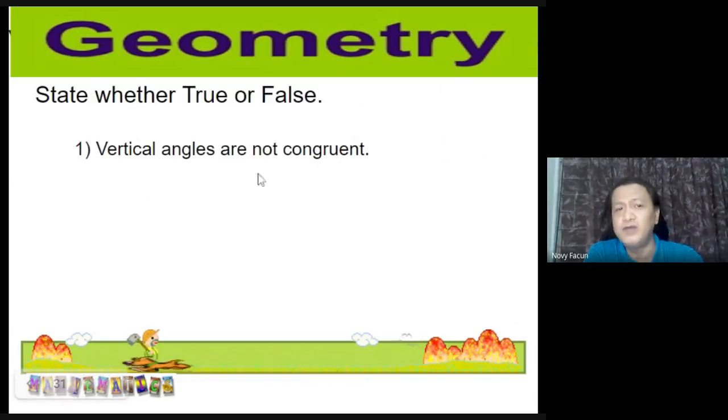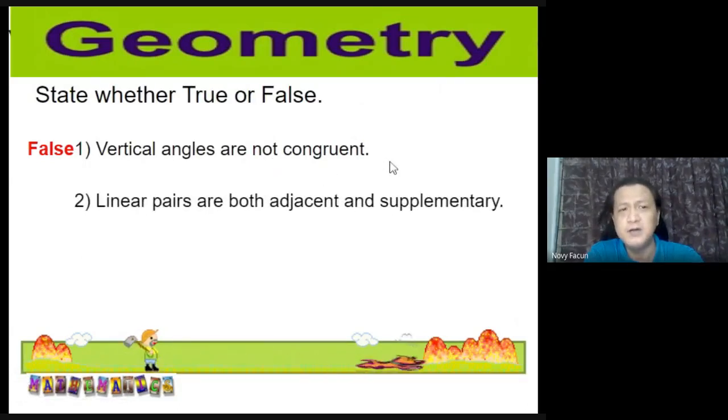So number one, vertical angles are not congruent. Okay, that is false because remember, vertical angles are always congruent. Since the word not, that is false. Take note of that. Another, we have linear pairs are both adjacent angles and supplementary. Okay, that is true. Kasi yan ang definition natin.